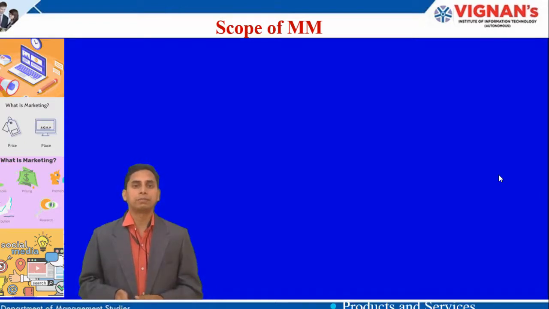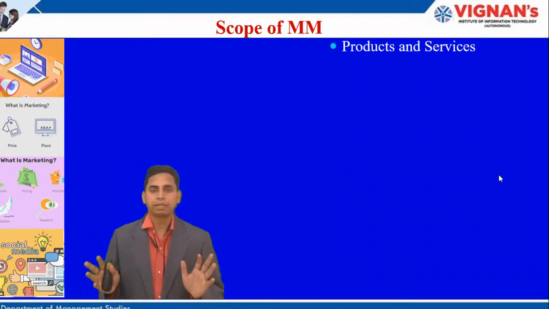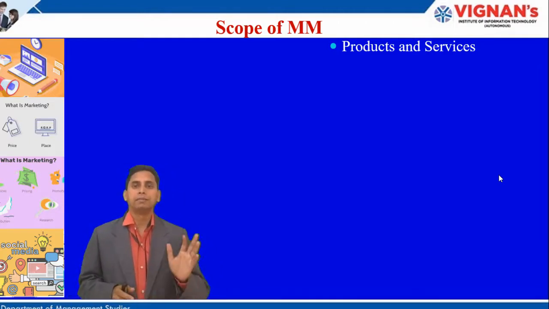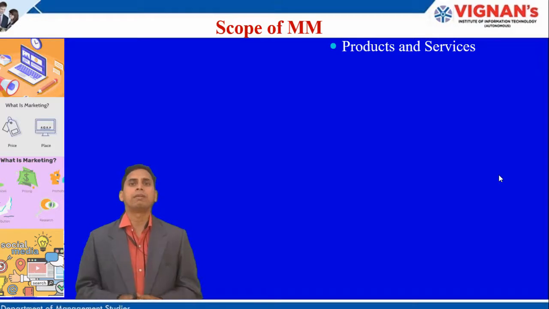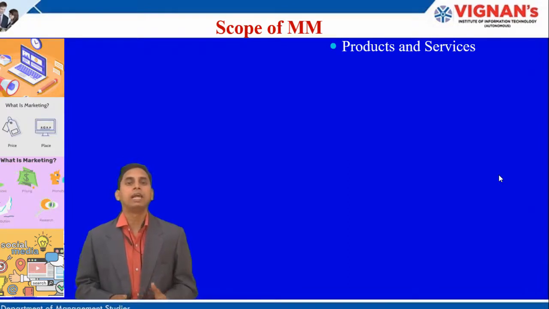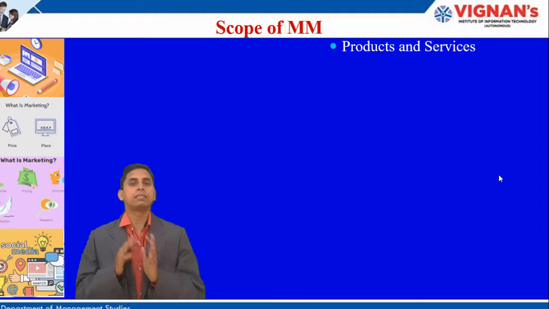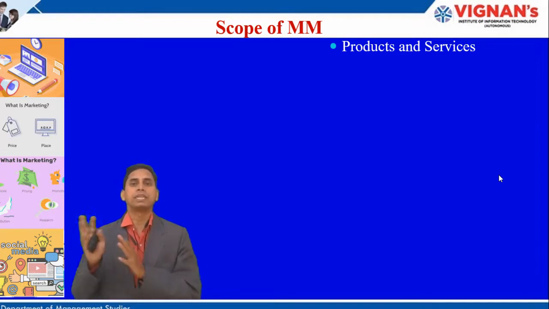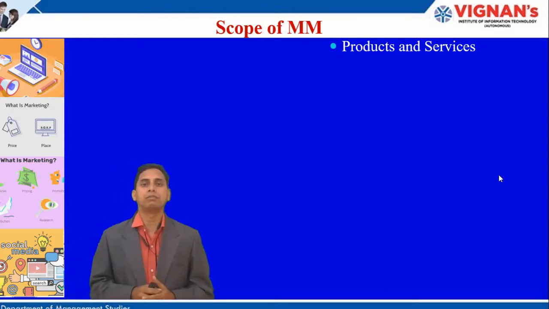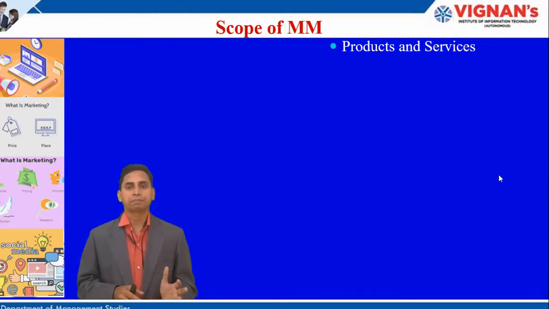The scope of marketing management. To what extent is marketing management going to be involved? Products and services. It involves the products and services, because it analyzes what different products a company is producing, and it looks into the products and services produced by the organization, and if necessary, it recommends modifications to the products and services, finally to achieve customer satisfaction at the end. So there is a scope of marketing management with respect to the products and services produced by the organization, with respect to the satisfaction or expectation of the customers.